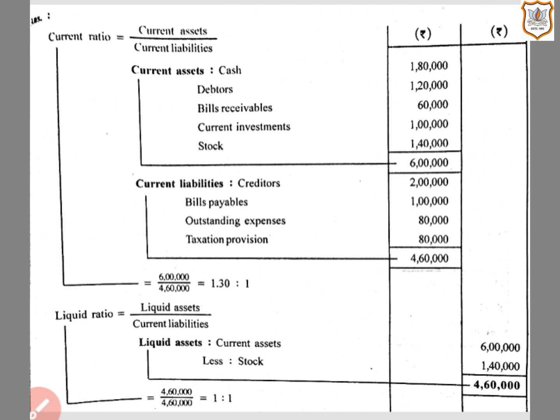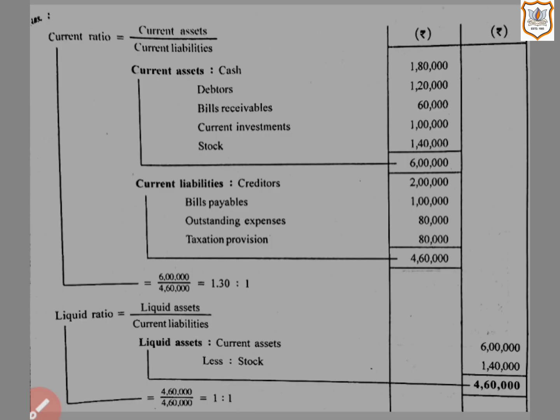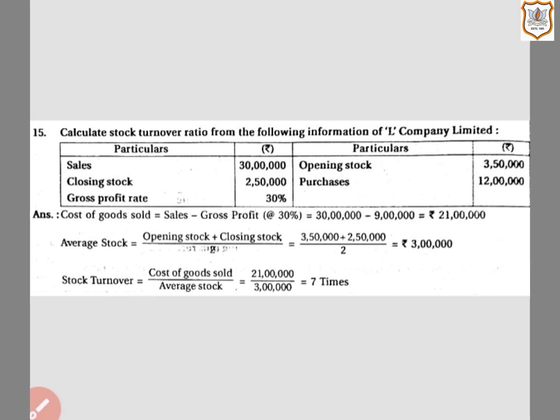Question number 8, that is similar to this illustration. You have to do it in your homework. Now let us do question number 15. Here we have to calculate stock turnover ratio from the following information of I Company Limited. Here we are given sales, closing stock, gross profit rate, that is 30%, opening stock, then purchases, that is 12 lakh.